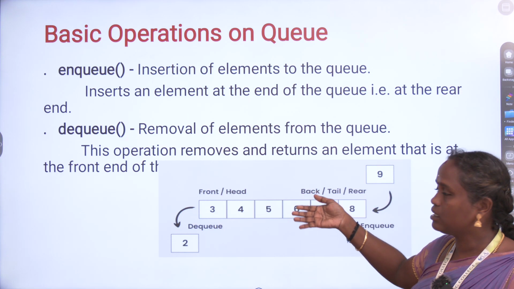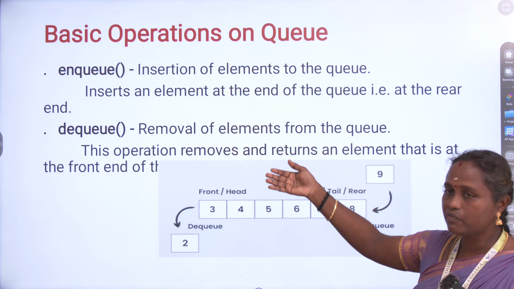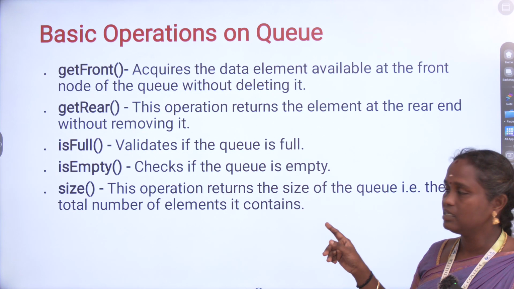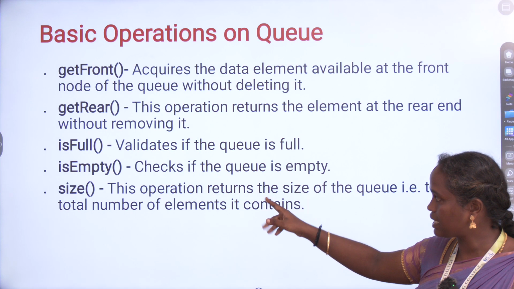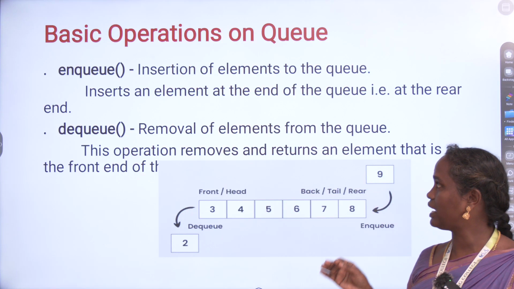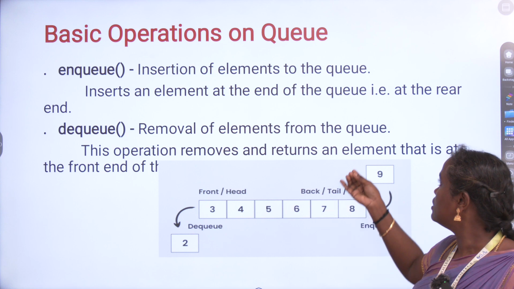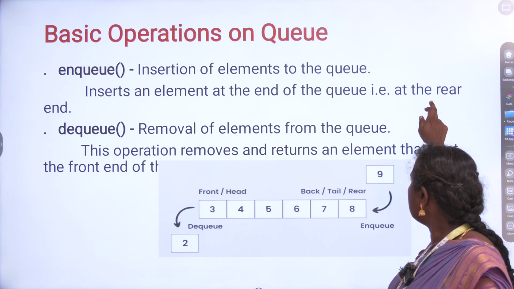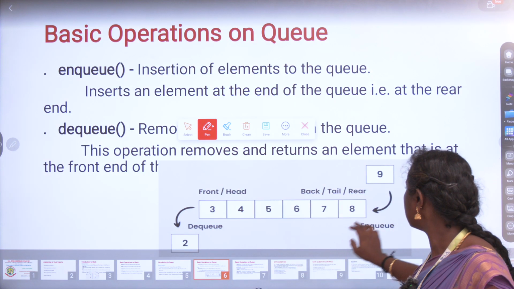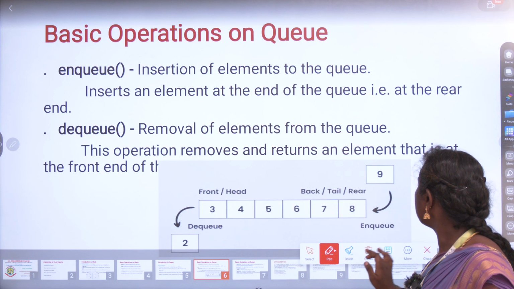Like the same way, here in queue also we have a few basic operations. So first thing is NQ followed by DQ, and next thing is get front, get rear, is full, is empty, and size. Clear? Okay, so what is NQ? NQ means inserting an element onto the queue. As I already explained, here the insertion can be done only at the rear end, right?